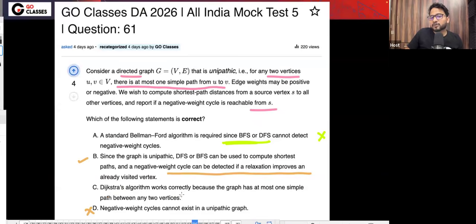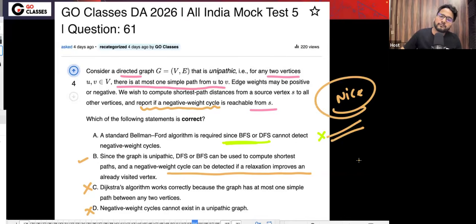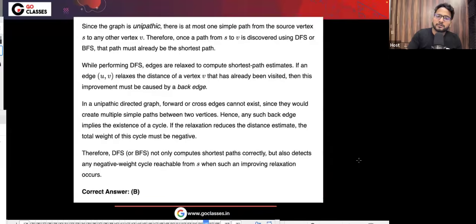What about C? Dijkstra algorithm works correctly because the graph has at most one simple cycle. See, if there is a negative weight cycle, in that case Dijkstra might not work correctly. Dijkstra will not be able to detect it, because we wish to report the negative weight cycle, but Dijkstra doesn't do it. So that's why B is the correct answer. It was really a nice question, right? So B is the correct answer here.